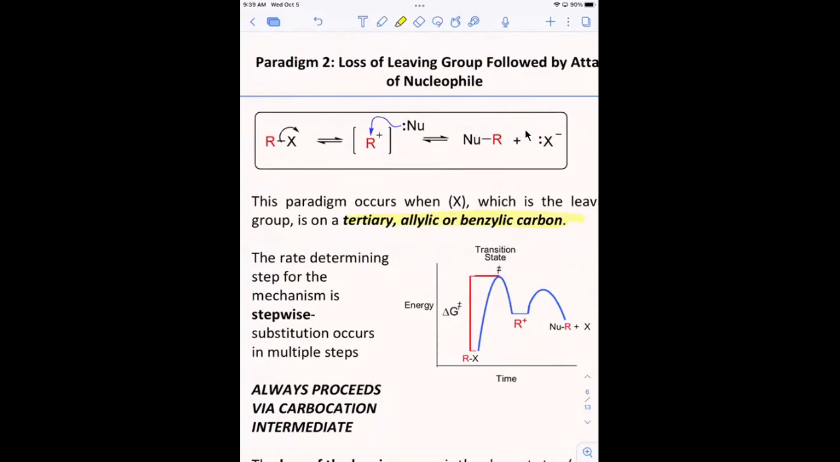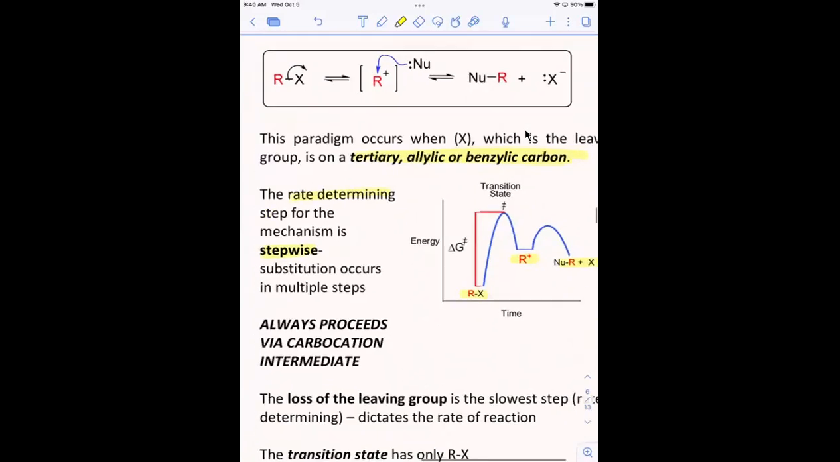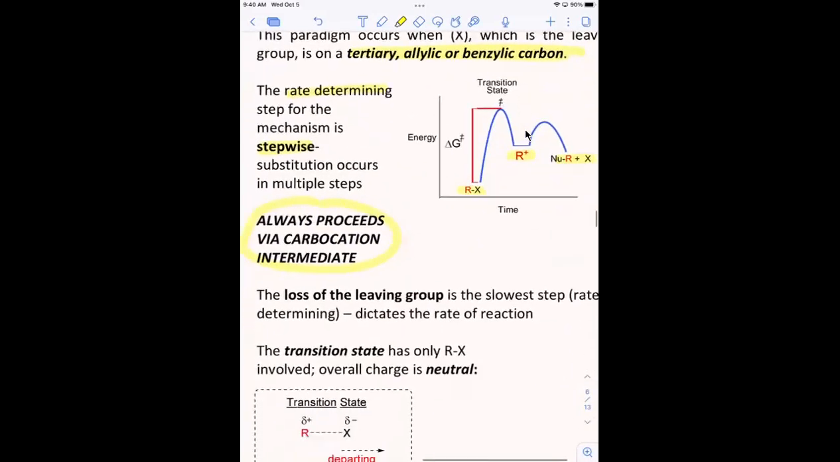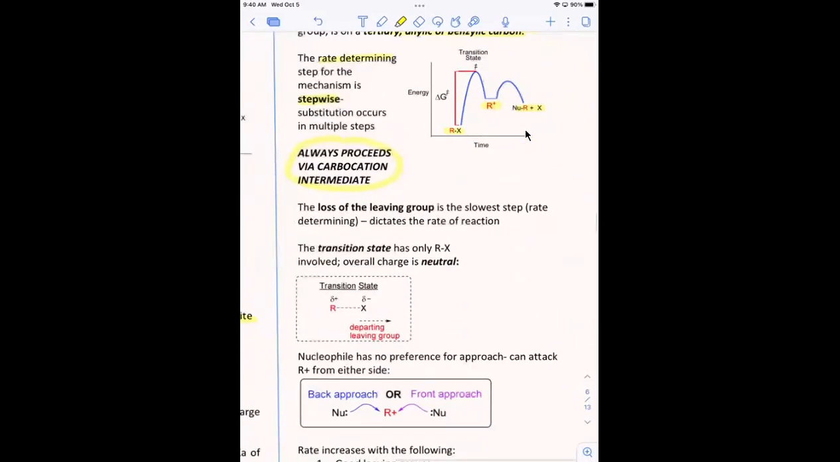So the rate determining step is stepwise. The loss of leaving group is the rate determining step. So it's a two-step reaction. You go from starting material to intermediate, and then from intermediate to product. And this reaction always proceeds through a carbocation intermediate, unlike the SN2. And we talked about this already. The loss of leaving group is the slowest step.